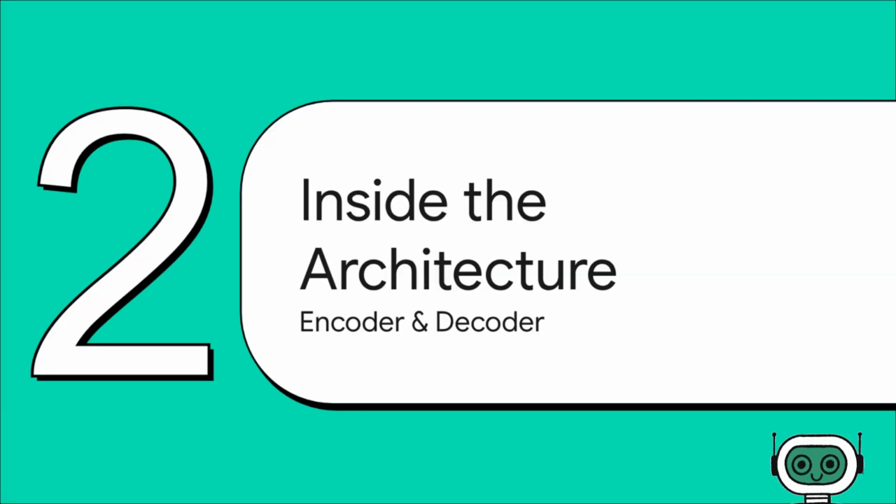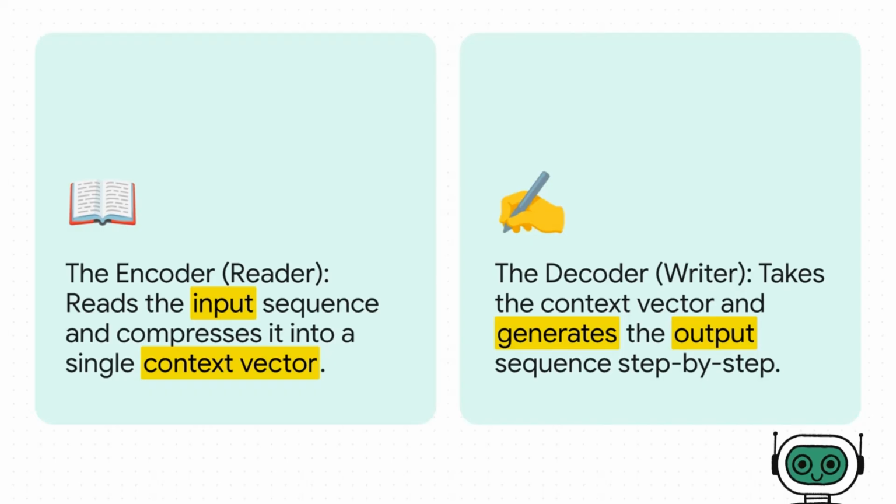All right, now let's map that analogy to the real architecture. Our reader and writer are actually two distinct parts of the model, the encoder and the decoder. So the encoder's job is to be the reader. It goes through the input sequence, word by word, and its only goal is to compress everything down into that single context vector. That's its only output. Then the decoder takes over. It's the writer. It gets that context vector as its starting instruction and then begins generating the output, one word at a time. And crucially, to figure out the next word, it looks at both the context vector and all the words it has already written.